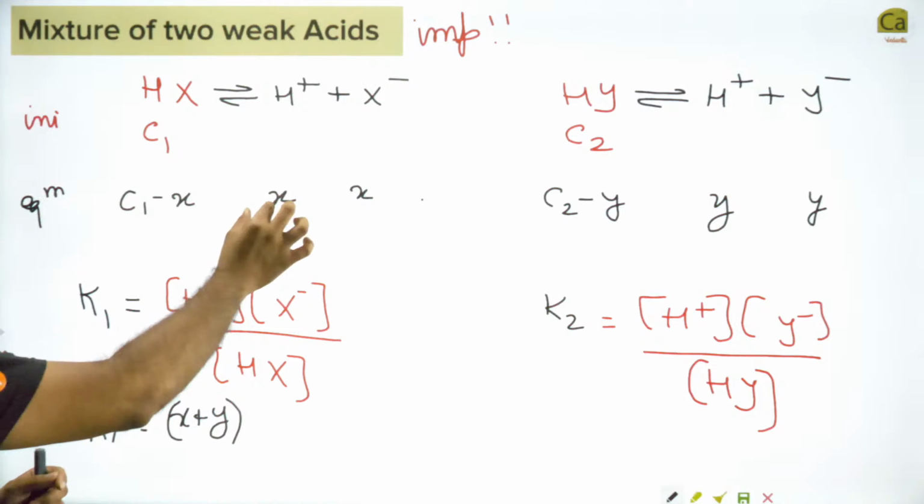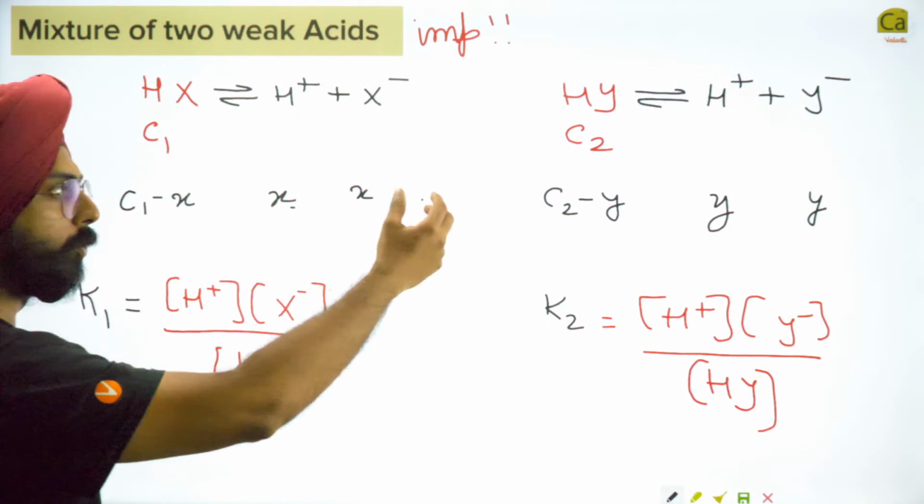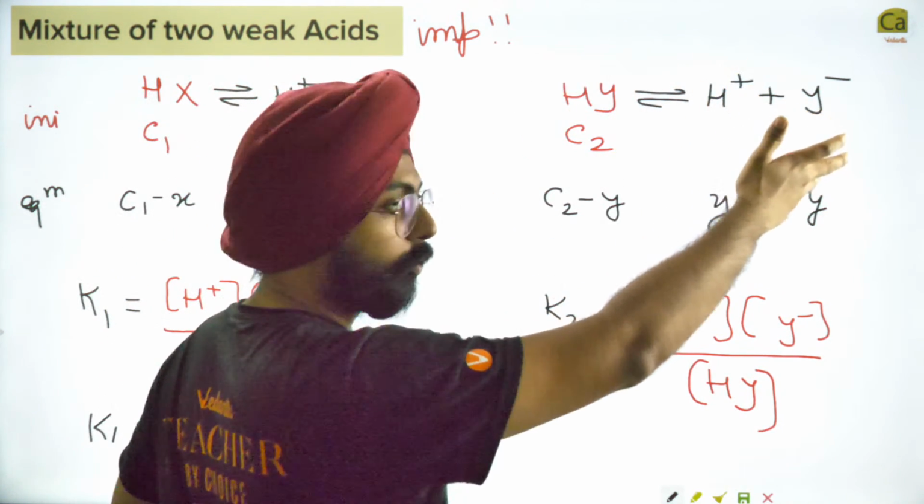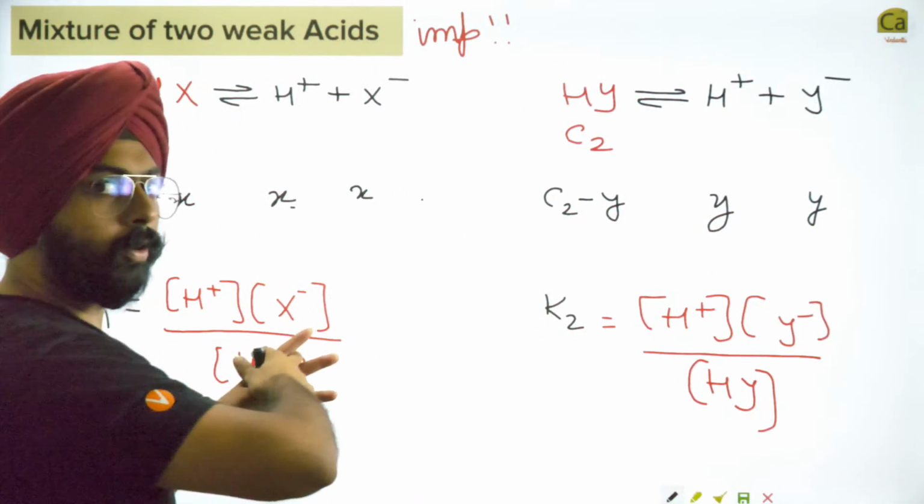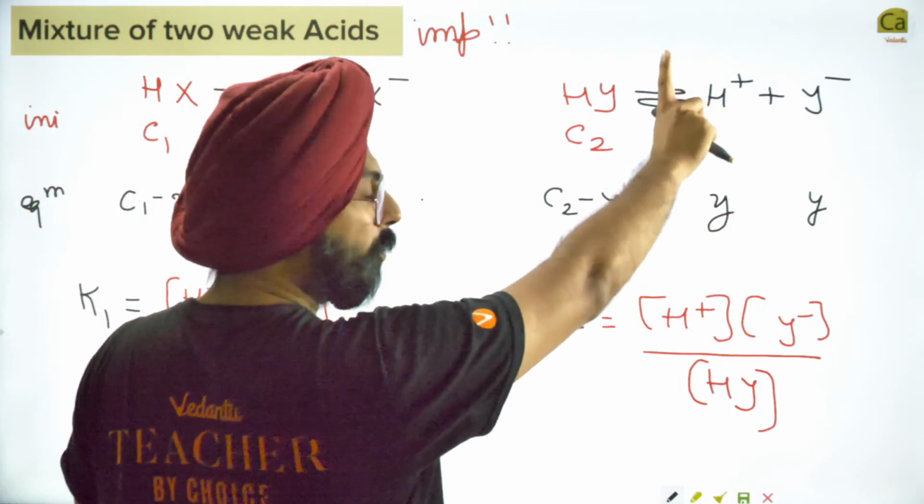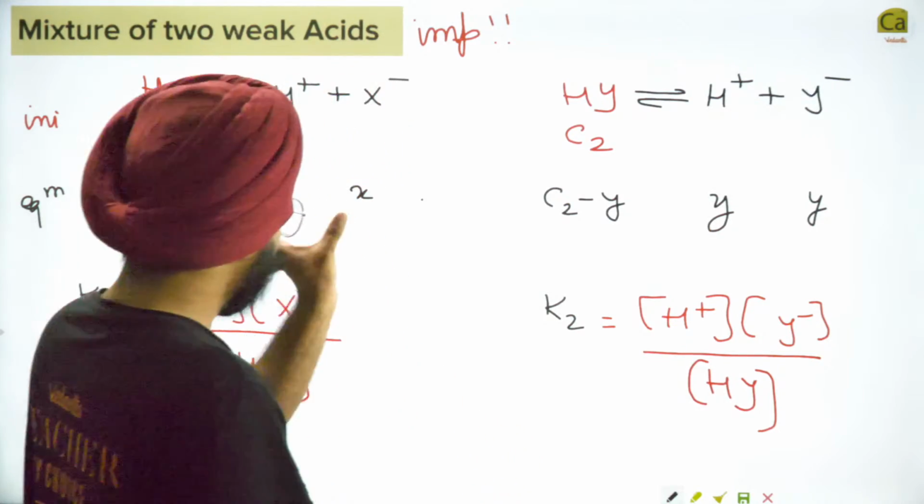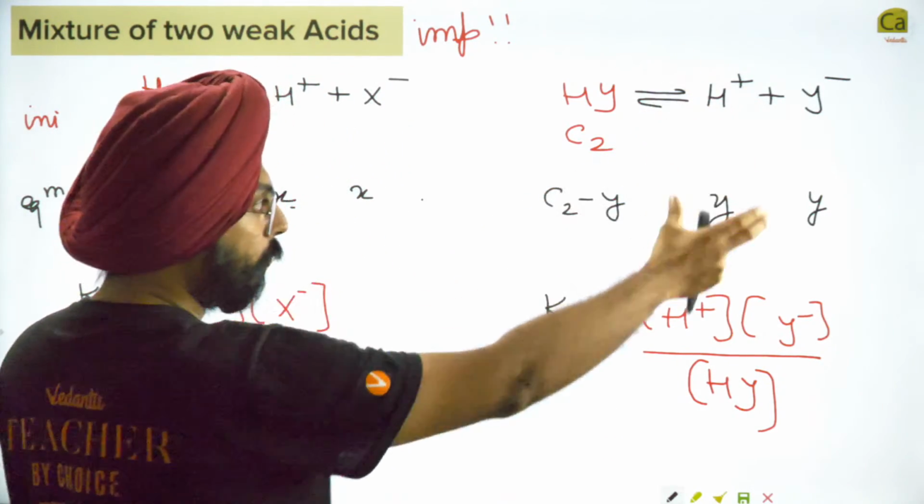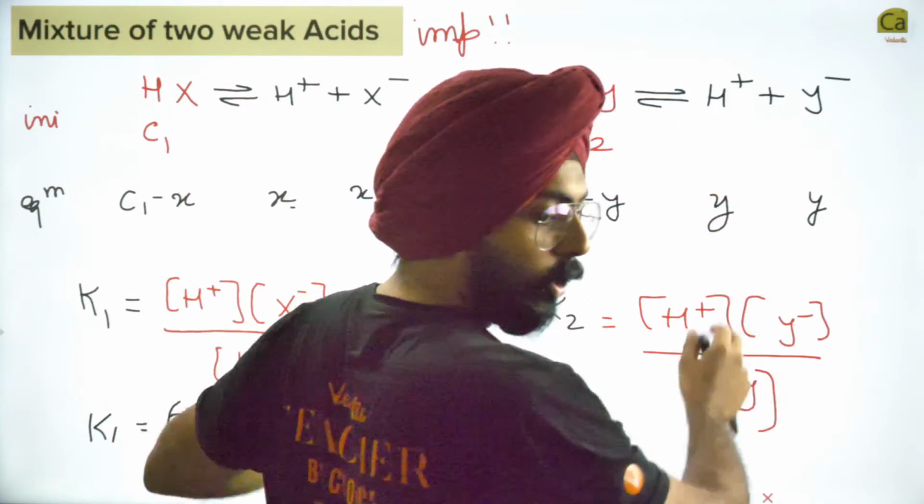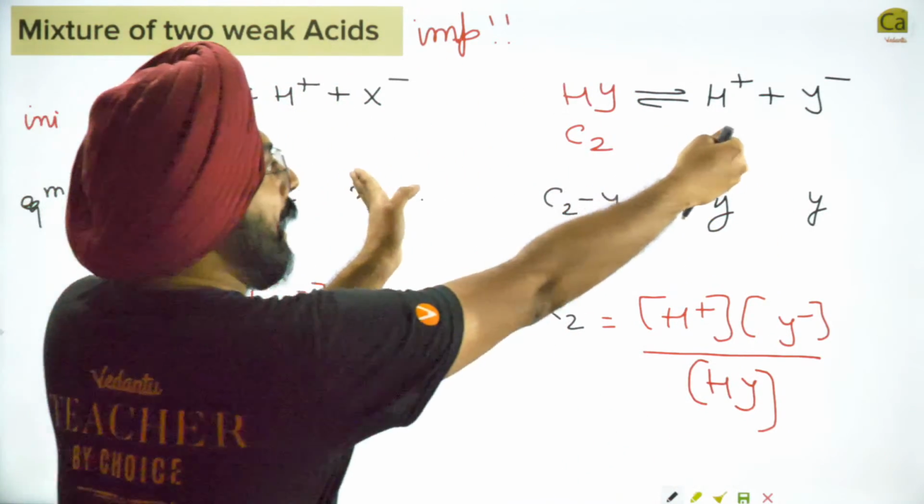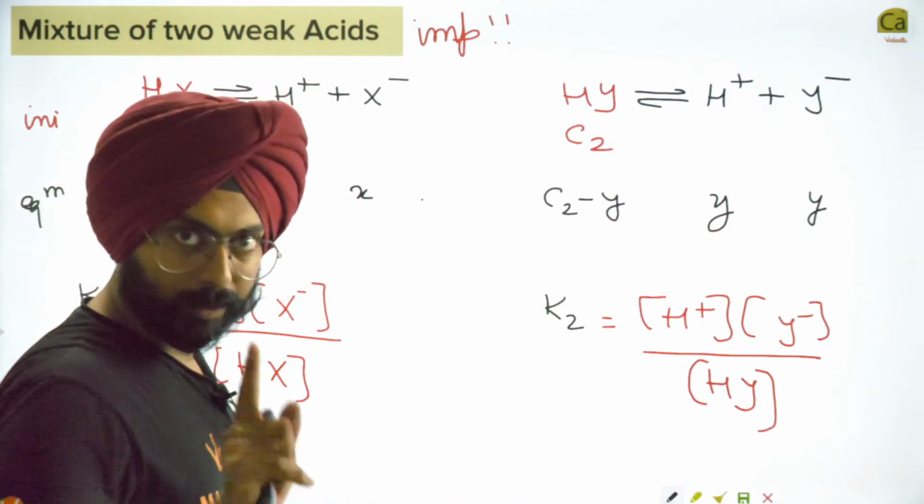If this originally gives a number of H positive, this originally gives a number of H positive. When you mix them together, you have more H positive now. For this reaction, you are adding more H positive. For this reaction, you are adding more H positive. So the thing is, both the reactions will be driven backwards. Samjha?